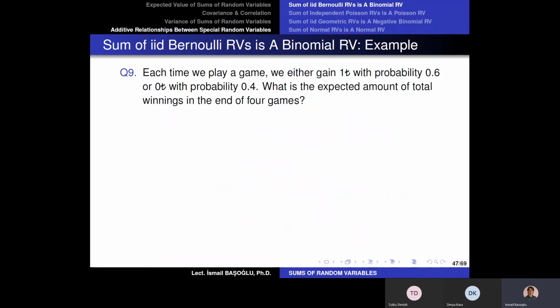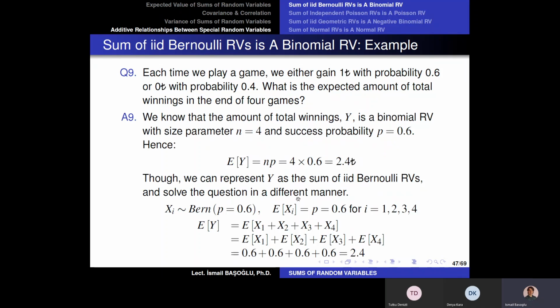Now let's just solve a question. Each time we play a game, we either gain 1 Turkish lira with probability 0.6 or 0 Turkish liras with probability 0.4. What is the expected amount of total winnings at the end of 4 games, it says. So we are playing 4 games. In each game, we either win 1 Turkish lira or 0 Turkish liras. So actually, we have 4 Bernoulli random variables, which are independent. So we assume that they are independent.